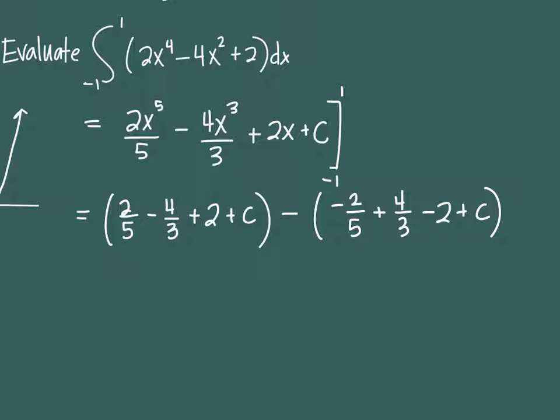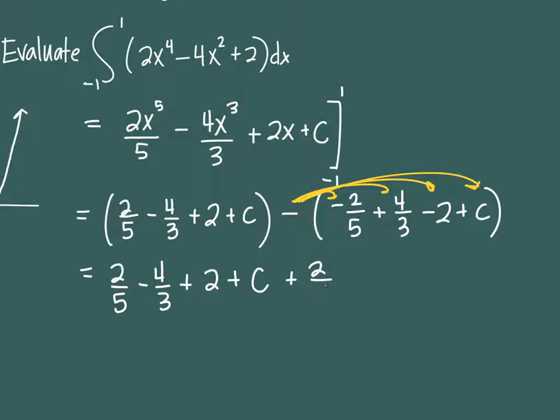Distribute your negative to everything behind, and we're going to end up with 2/5 minus 4/3 plus 2 plus c plus another 2/5 minus another 4/3 plus another 2 minus a c. So nothing cancels here except the c's again. So you're going to have a positive c from the front end and a negative c from the back end.